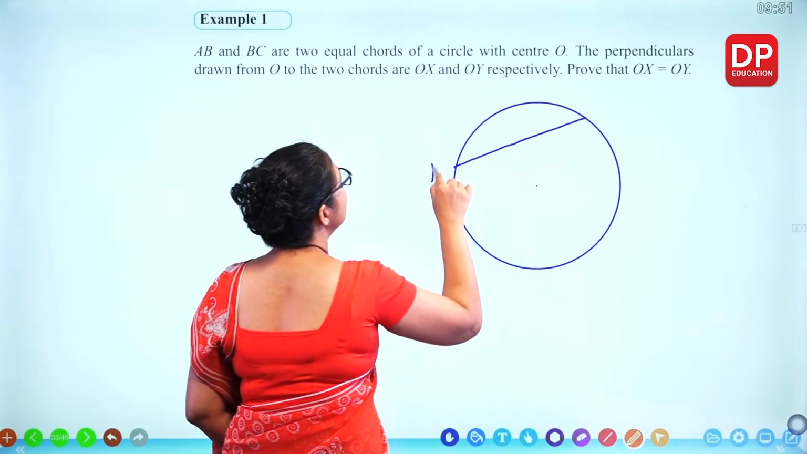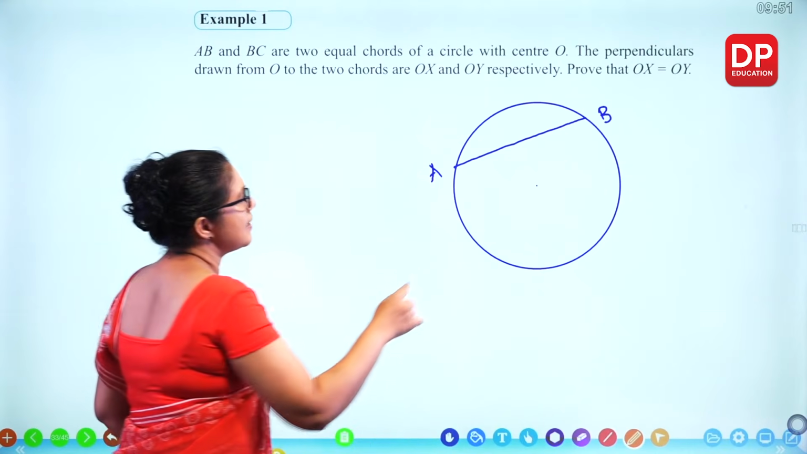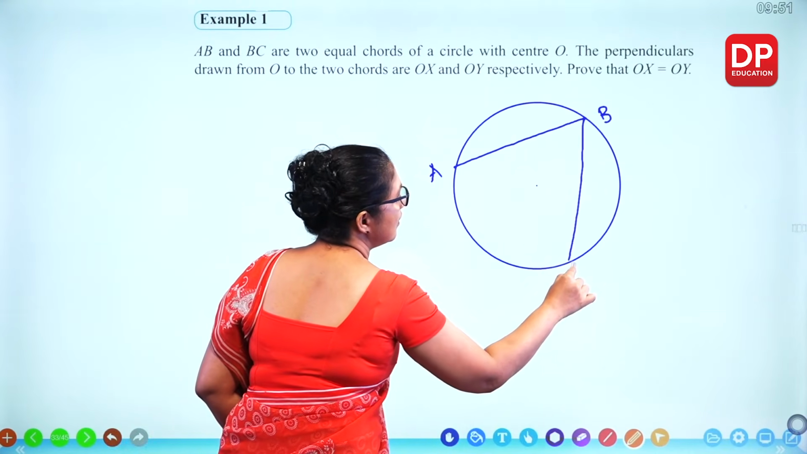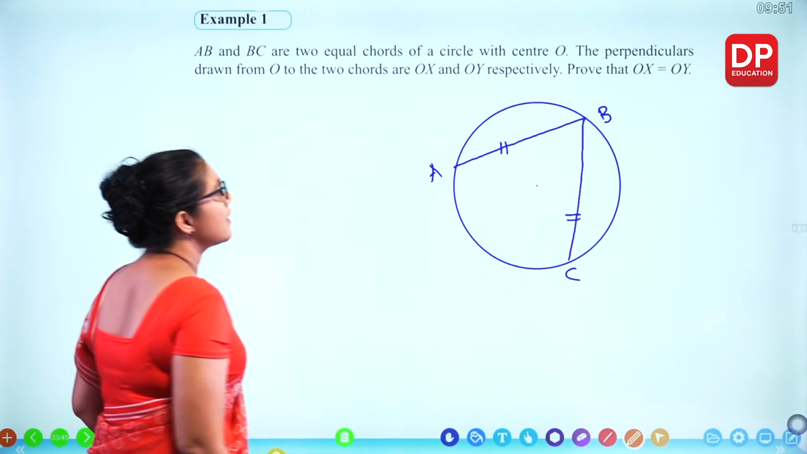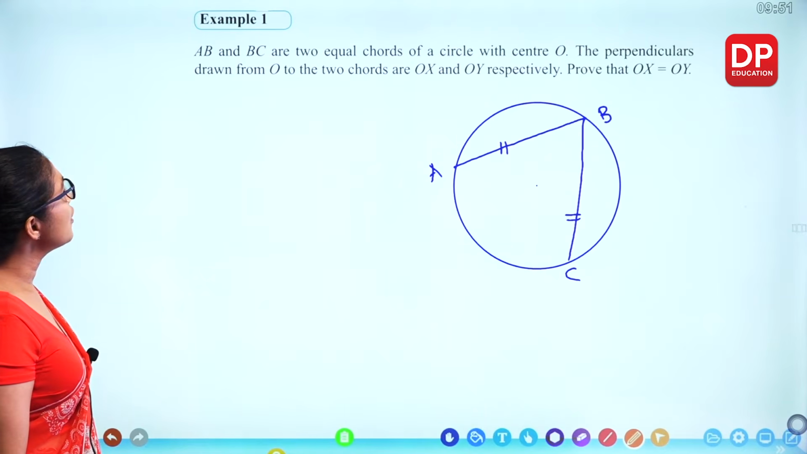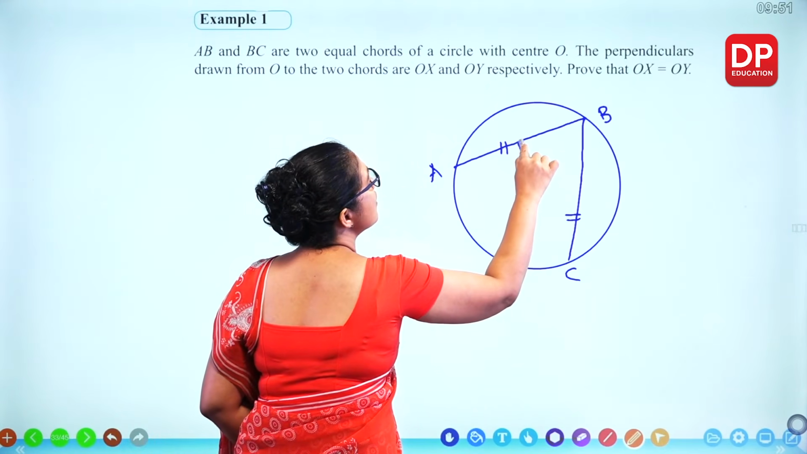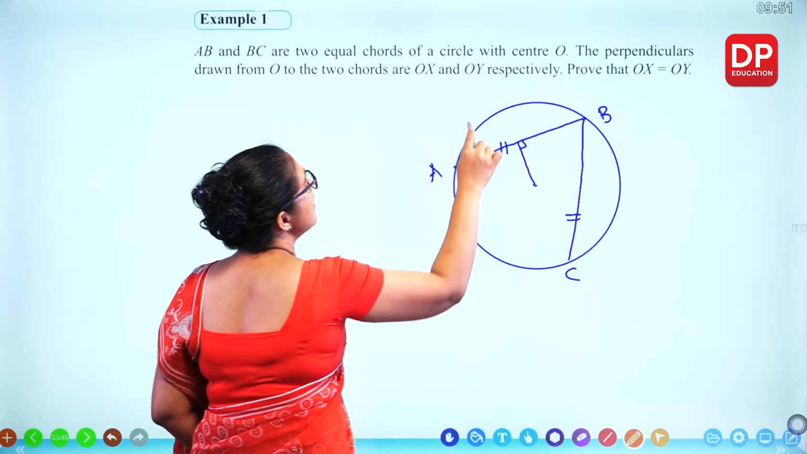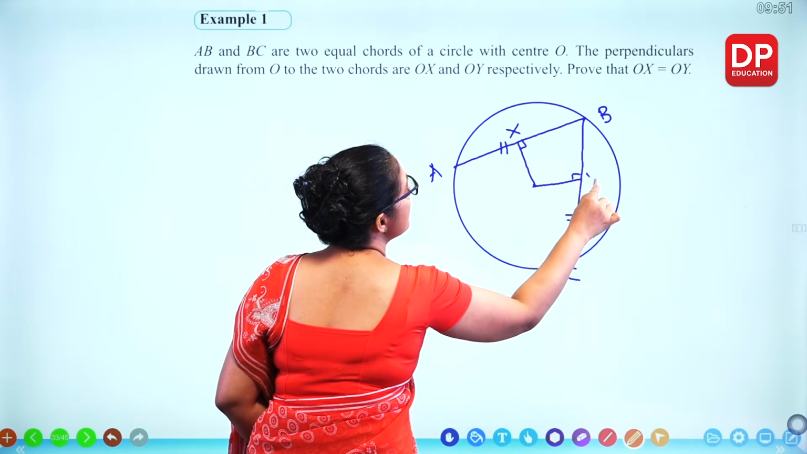AB and BC, but two equal chords. So here I'll put like this. The perpendicular drawn from O to the two chords. So here draw a perpendicular, that becomes X. Draw a perpendicular there, that becomes Y.